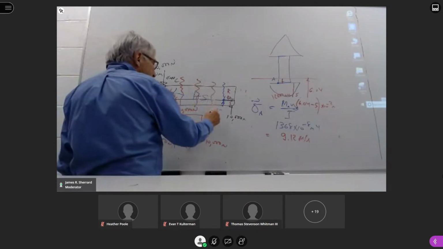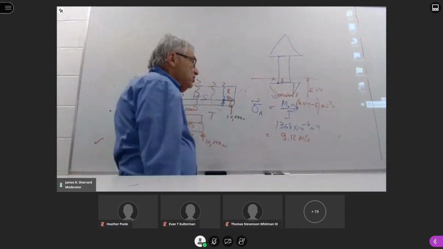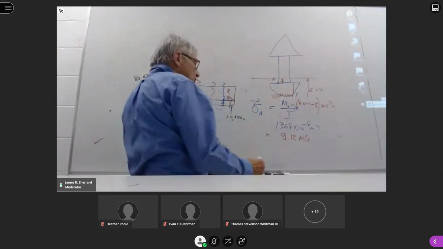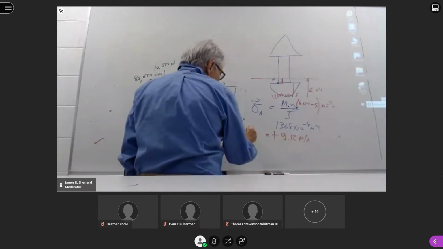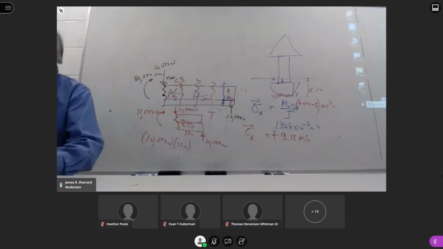And is the sign going to be positive or negative? We know the bottom is in tension. Anything below the neutral axis is in tension. Point A is below the neutral axis. So that is my value.